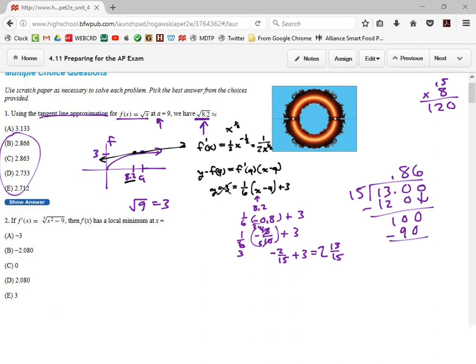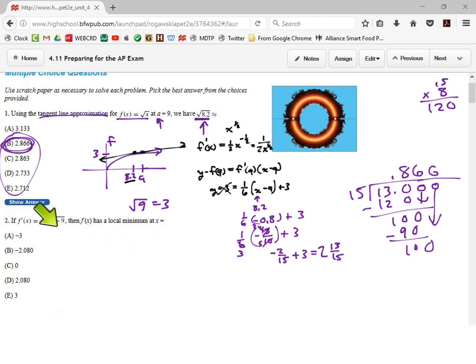And so I do this again. Let's see, I get 100 again. So I get 0.866. So then instead of that fraction, we got 0.866. So it's 2.866. Where'd my answer go? Oh yeah, up here. So there's your answer. It is letter B. All right, next one.